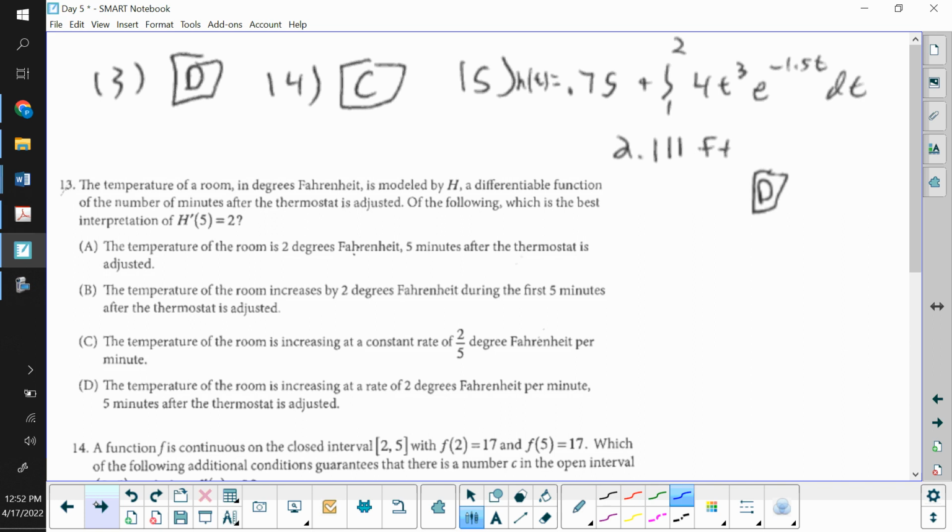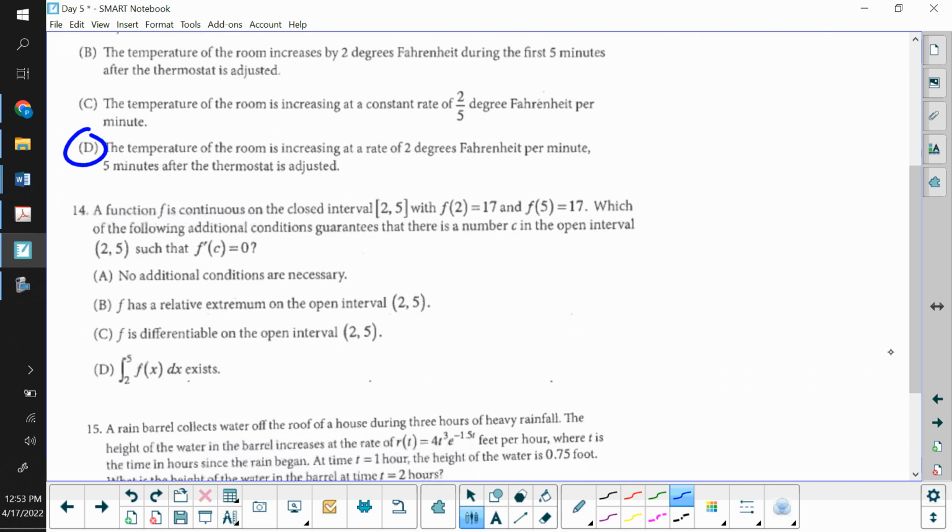In 13, if we've got h prime, that's a rate of change. It's occurring at 5 minutes. And the rate of change that is occurring is the temperature is a positive 2, so it's going up by 2. So we're looking for a choice that's talking about the rate of change of the temperature being 2 degrees Fahrenheit at 5 minutes. And that is what they show us in choice D.